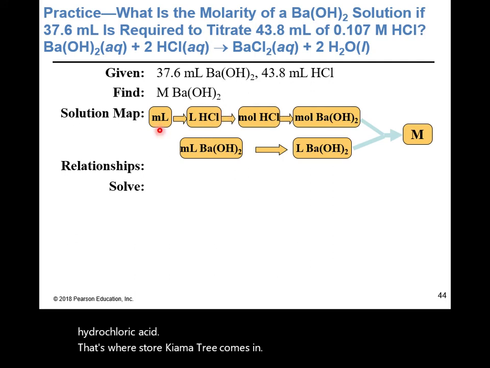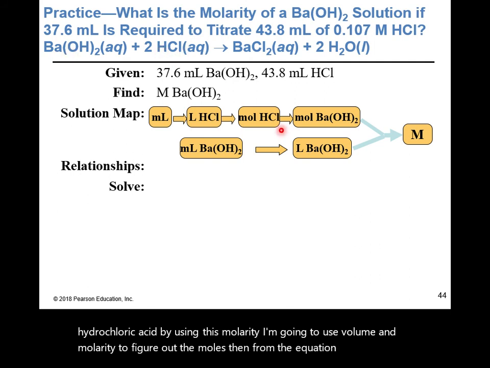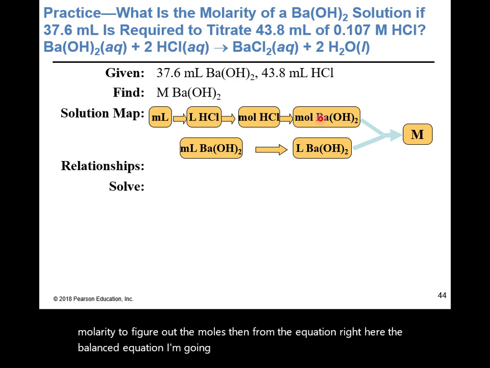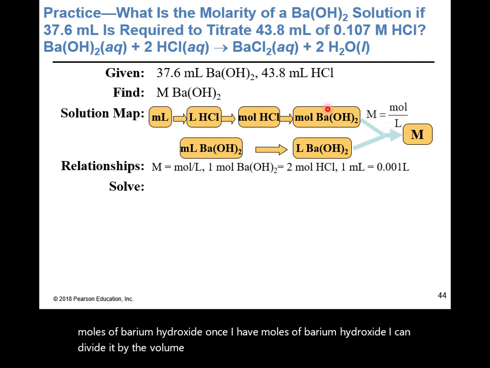So again, I'm going to go from volume of hydrochloric acid to moles of hydrochloric acid by using its molarity. I'm going to use volume and molarity to figure out the moles. Then from the equation right here, the balanced equation, I'm going to use the mole to mole ratio to figure out the moles of barium hydroxide. Once I have moles of barium hydroxide, I can divide it by the volume of barium hydroxide to get molarity. All right, let's solve it.